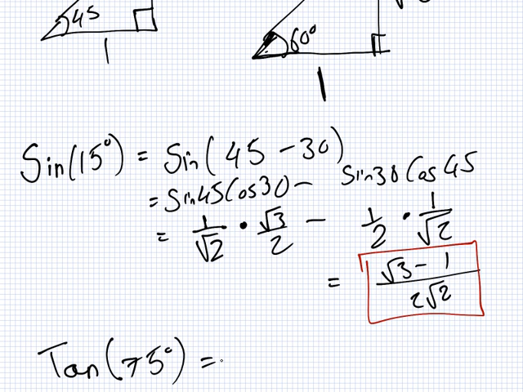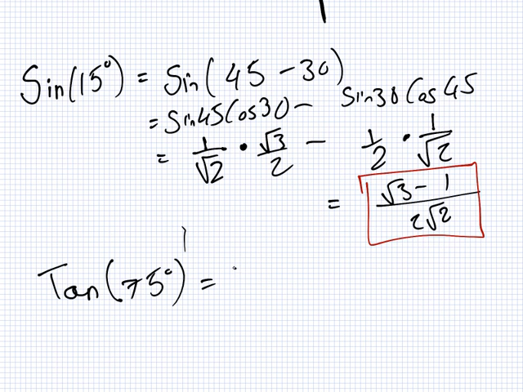Right, do we have answers? 30 and 45. Yes, that's the first step. 2 plus root 3. Let's have a look.